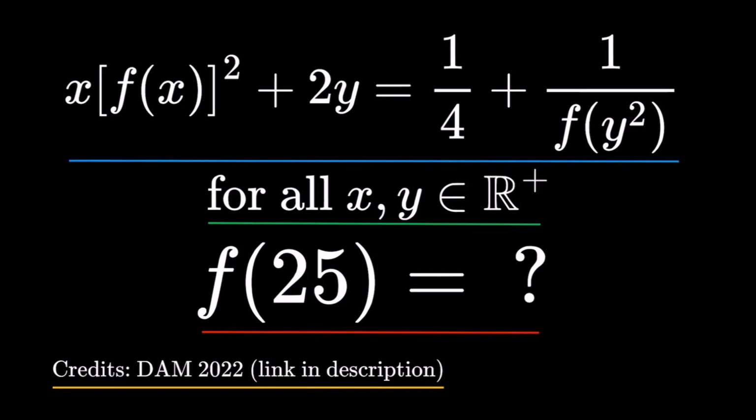Here's an item on algebra. So we have a functional equation: x times the square of f of x plus 2y is equal to 1/4 plus 1 over f of y squared, for all positive real numbers x and y. We're asked to find the value of f of 25.